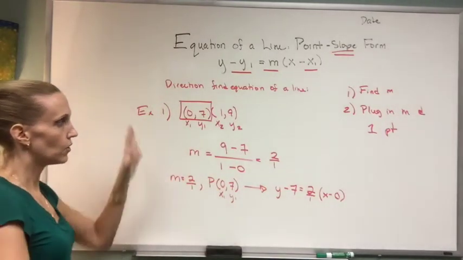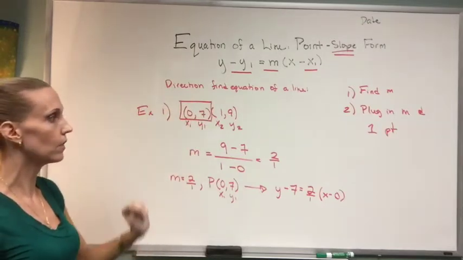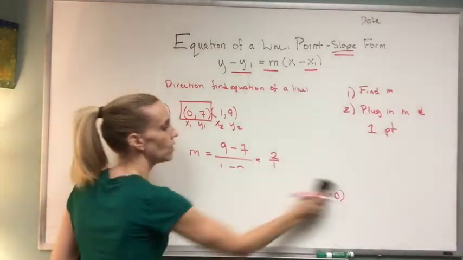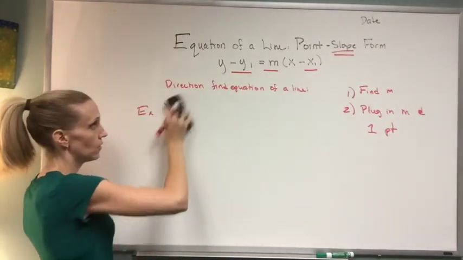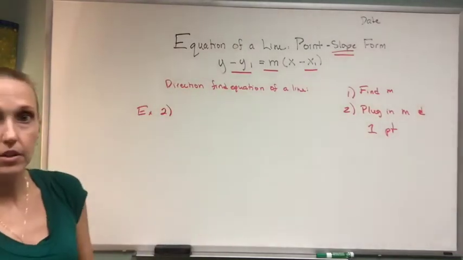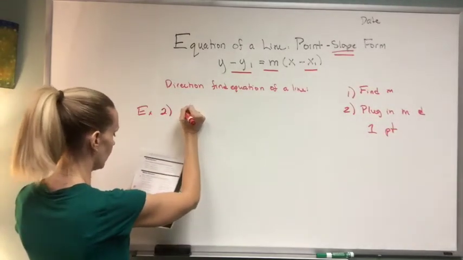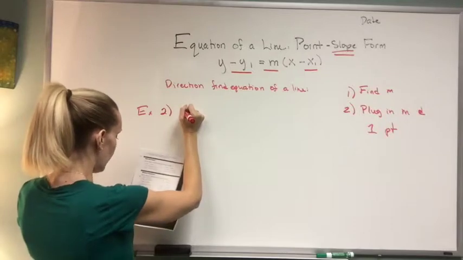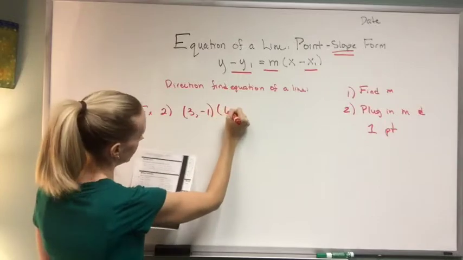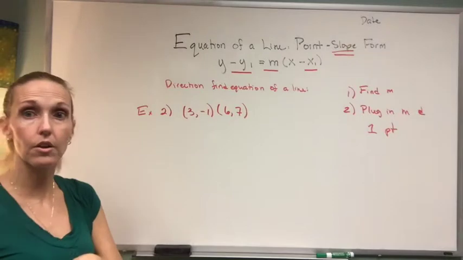Okay? So solve for slope because you have 2 points. You can always solve for slope with 2 points. And then pick 1 point and plug it in. So I want you to try to do the next one on your own. So we'll write it out. And then hit pause, see what you can do, and then come back and hopefully you and I have the same answer. Let's do 3, -1, and 6, 7. Okay, so hit pause, try it on your own, then come on back.